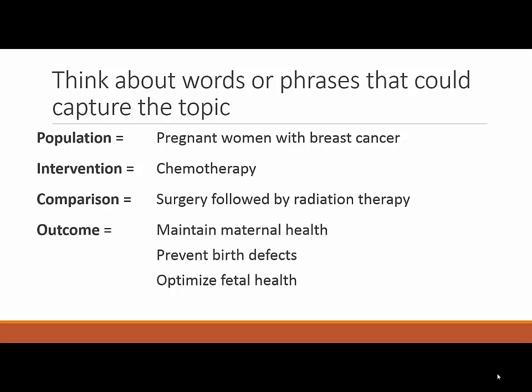Think about words or phrases that could capture the topic. In this case, the patient or population is pregnant women with breast cancer. Our intervention to study is chemotherapy. Our comparison is surgery followed by radiation therapy, and potential outcomes are maintaining maternal health, preventing birth defects, and optimizing fetal health.